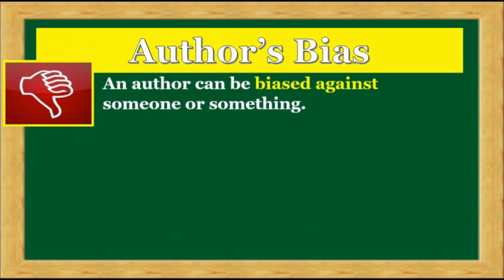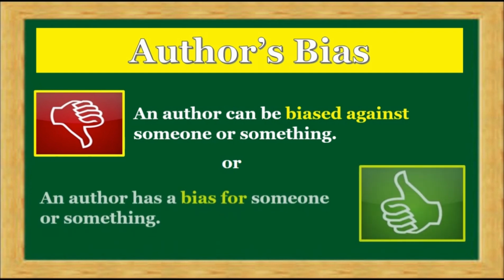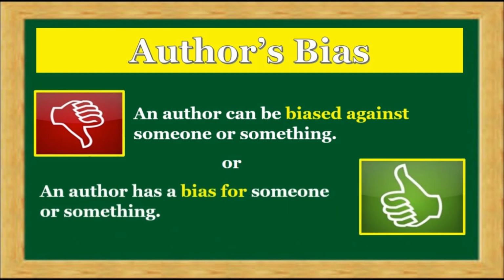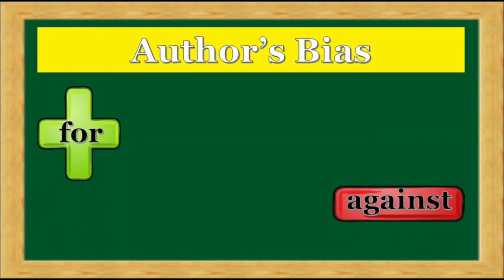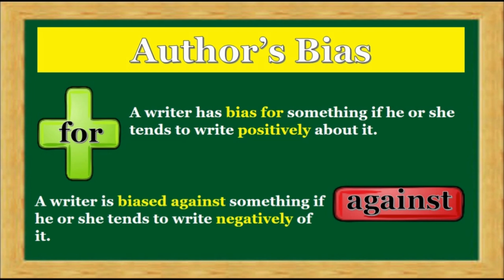Remember, an author can be biased against someone or something, or has a bias for someone or something. A writer has bias for something if he or she tends to write positively about it. On the other hand, a writer is biased against something if he or she tends to write negatively of it.